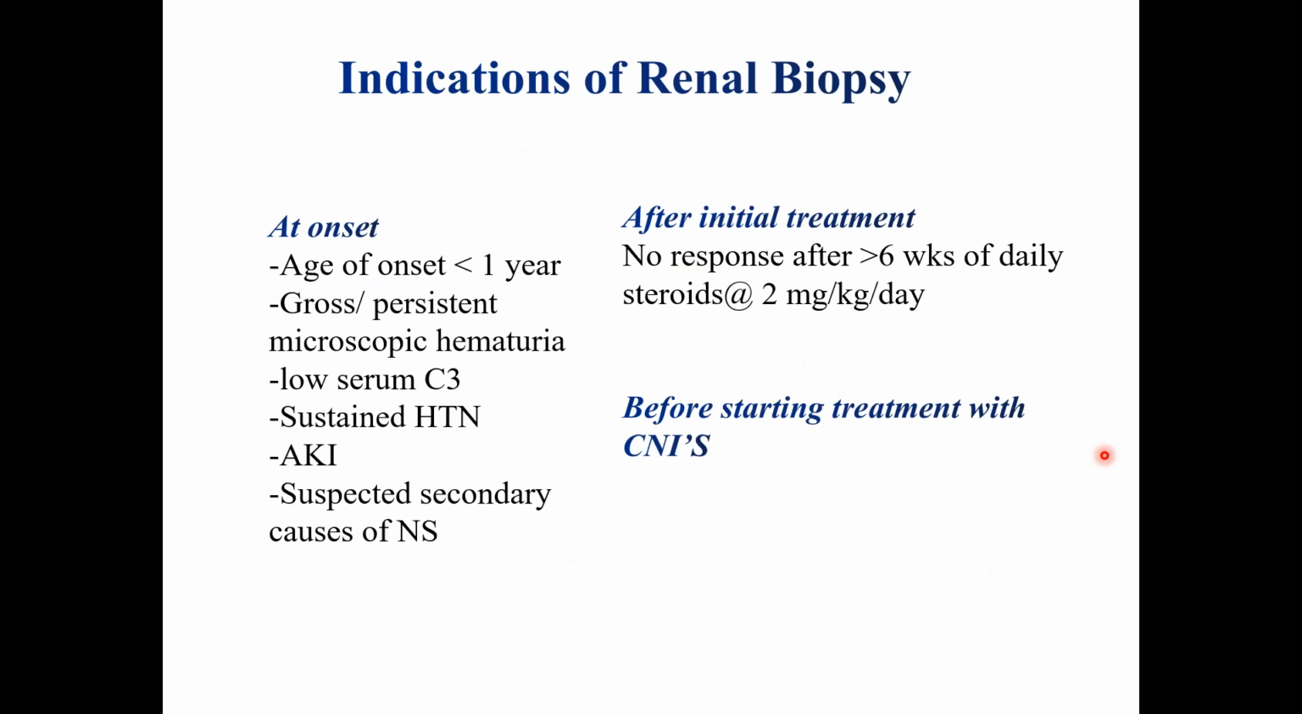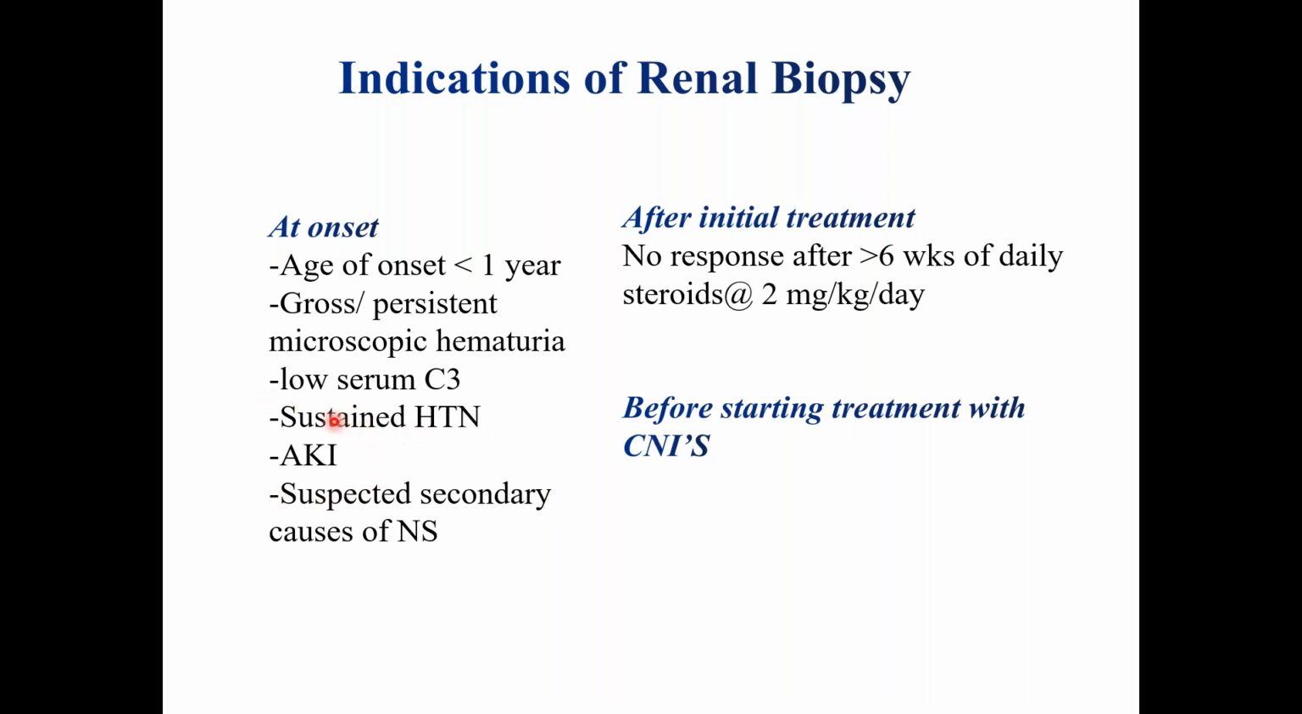So coming to the clinical indications of doing renal biopsies in these patients, well, if there is an early onset and maybe if we are suspecting a genetic cause of nephrotic syndrome, then we should be biopsying them. If there is gross or persistent hematuria, then this looks more like a nephritic syndrome and less likely to be minimal change disease. So these patients would require a biopsy. Low serum C3 levels may occur in patients of lupus and even in Hep B, Hep C mediated membranous nephropathy. So they would require a biopsy. And if there is sustained hypertension, then this also does not look like minimal change disease. So these patients would also require a biopsy.